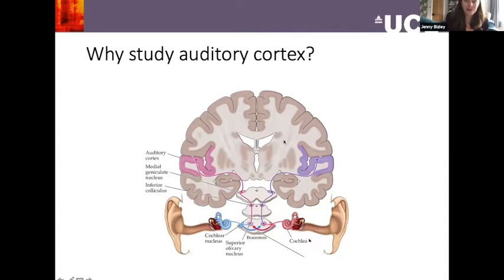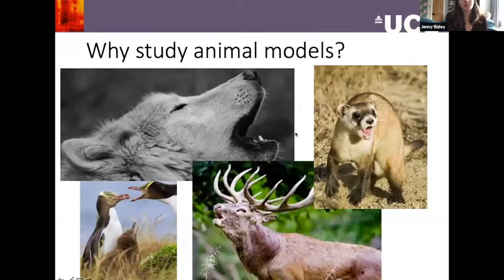So the second question. This is a human auditory cortex, and of course, we are humans. We are interested in human sound perception. But there are experiments that you cannot perform in a human. There are techniques that are not available to you unless you use an animal model. But I'd also like to argue that studying animal models is interesting in and of itself.